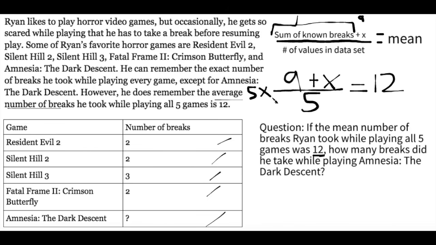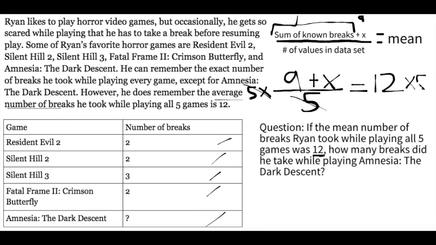Now let me explain why I'm doing this, and this is important here. If I multiply this side by 5, what's going to happen is this 5 down here in the denominator is going to cancel out. And I'm going to be left with 9 plus x, which gets us closer to our goal of figuring out what this x is.